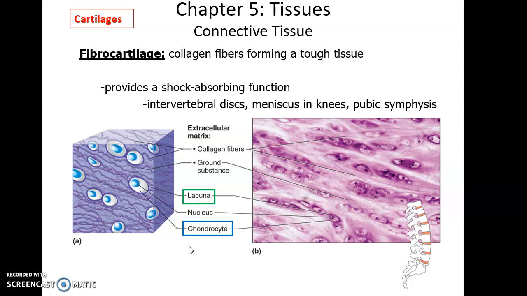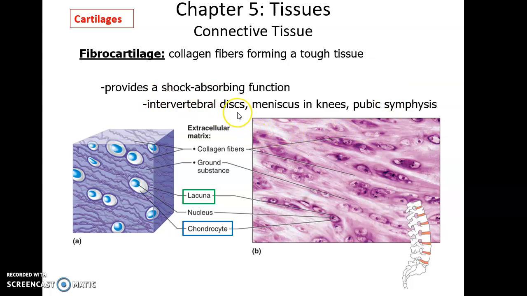And finally, we have fibrocartilage. Fibrocartilage also has collagen fibers. You can see them sort of stretching throughout. Fibrocartilage is very tough tissue, very strong. It's good at providing shock-absorbing functions, as well as being able to connect things.